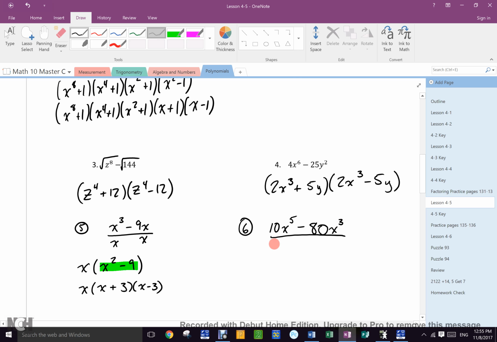Now, I'm going to divide by 10x cubed. And what's going to go to the front? 10x cubed. And what's going to stay here? X squared. And what's going to go here? Negative 8. Could I go any further? I did it this way on purpose. Can I go any further? Why not, Sam? Because 8 doesn't have a square root.